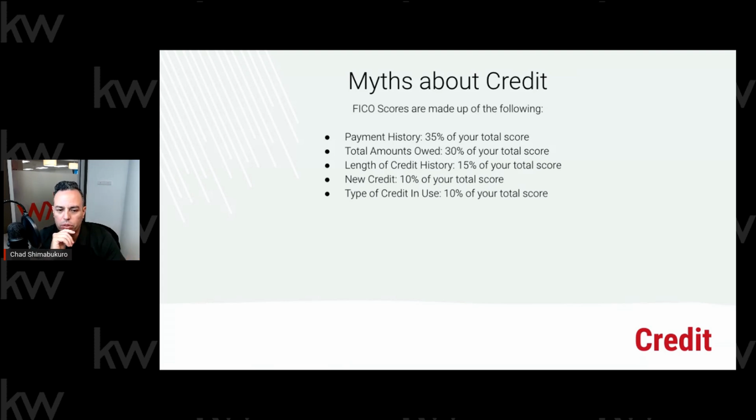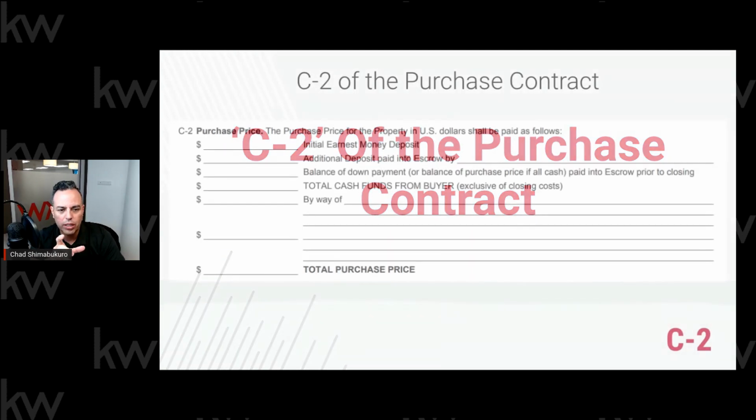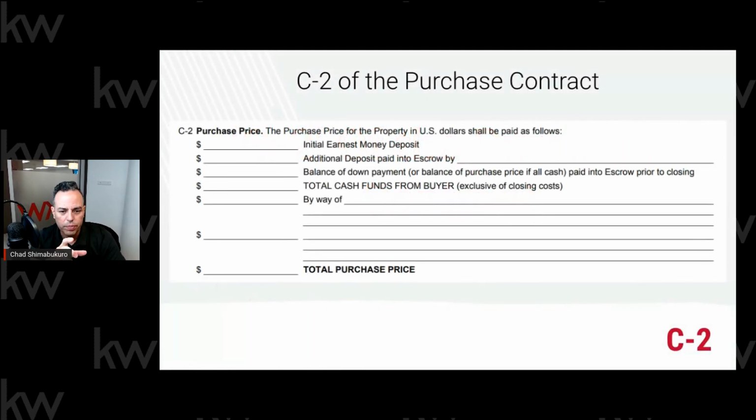New credit is 10% of your score, and the type of credit in use also contributes to 10% of that score. So I thought that was helpful. So this is, I'm talking to Hawaii agents for a moment, is section C2 of our purchase contract. Looks like this. You guys have seen this before.